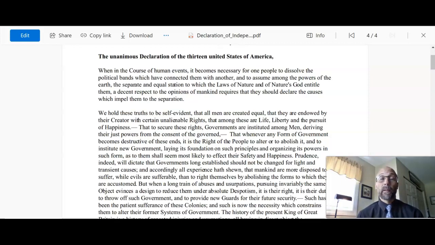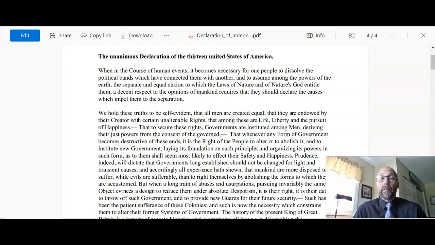It says that to secure these rights, governments are instituted among men, deriving their just powers from the consent of the governed. Government gets its powers from the people. People don't get the power from government. Government gets its power from the consent of the governed, which are the people.